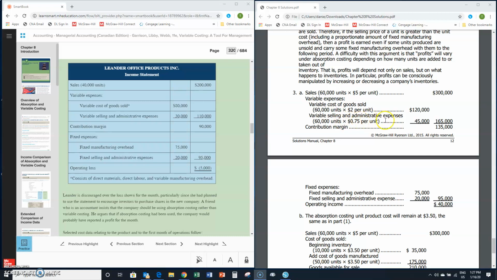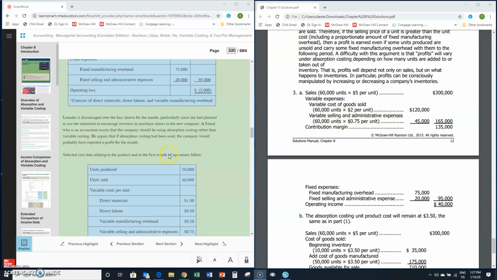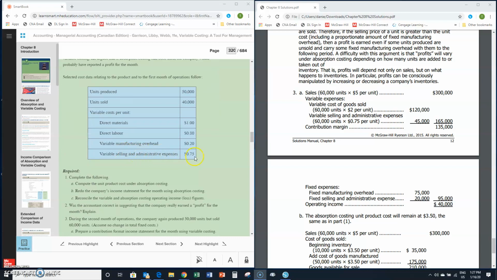Variable selling and admin expenses, again, 60,000 units sold at 75 cents per unit, and this comes from the information given in the book, 75 cents per unit. Add those together, you get 165. Subtract that from the sales, and our contribution margin is 135,000. That's our variable expenses. Then we have our fixed expenses.